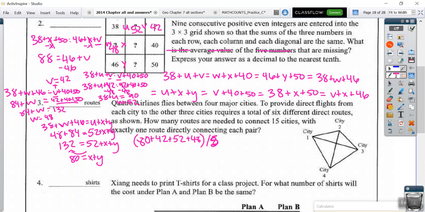And so when we add up all of these, we get 222, and when we divide it by 5, our answer is 44.4. That's our average.